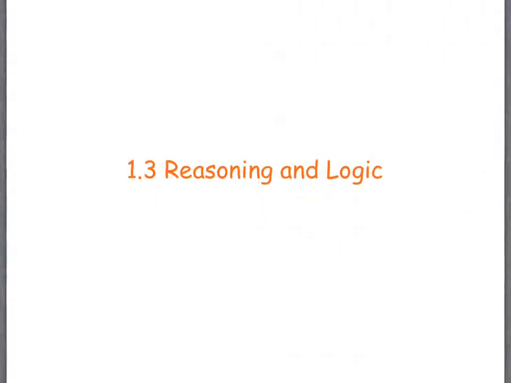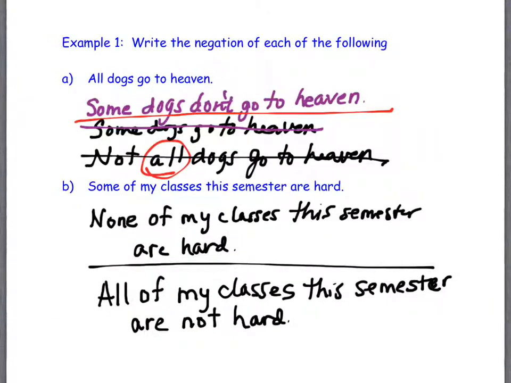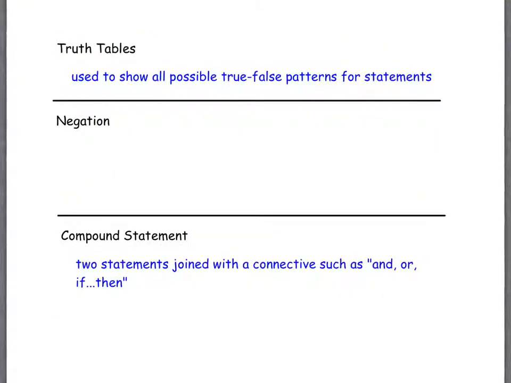Today we're going to finish section 1.3, and we're going to change gears just a little bit, and we're going to talk about truth tables. Truth tables are used to show all of the true or false possibilities for statements. So I'm going to talk to you first about negation.